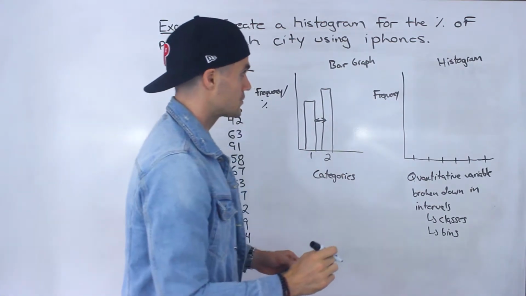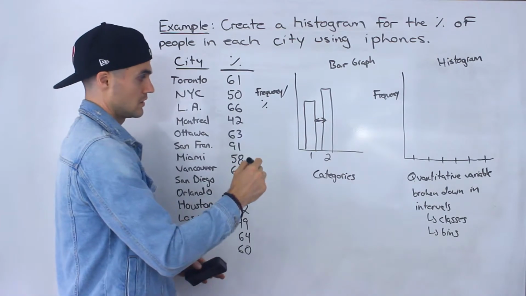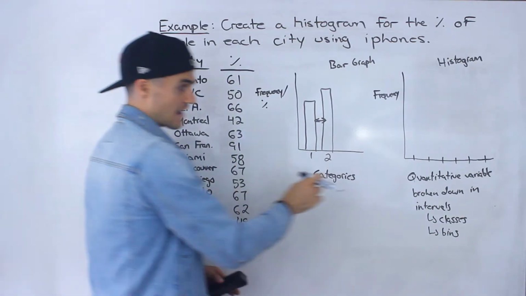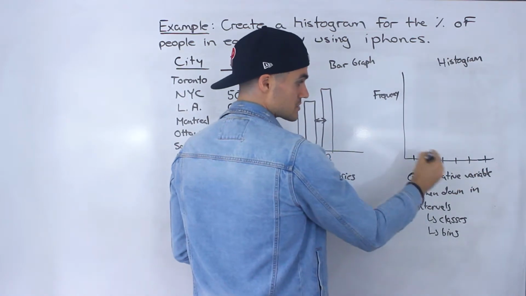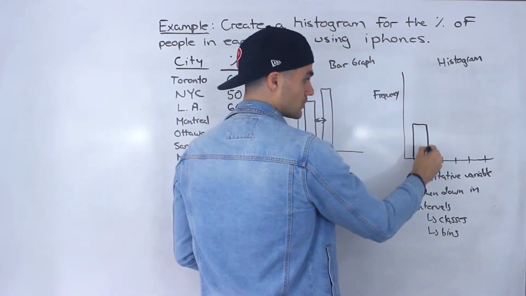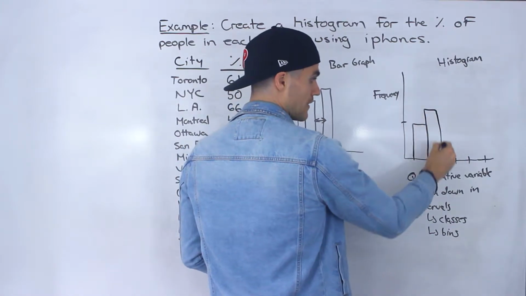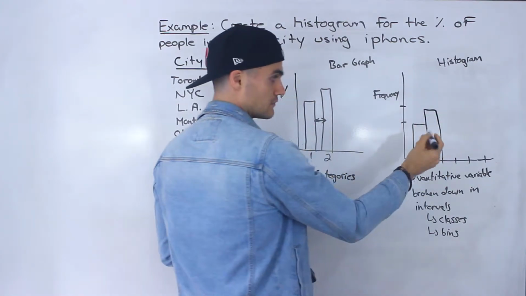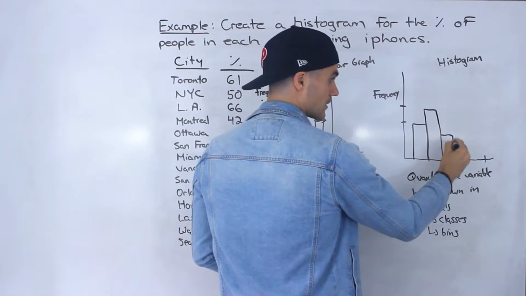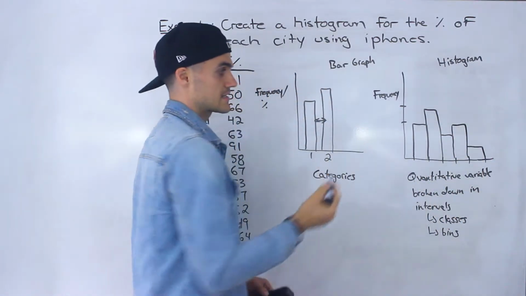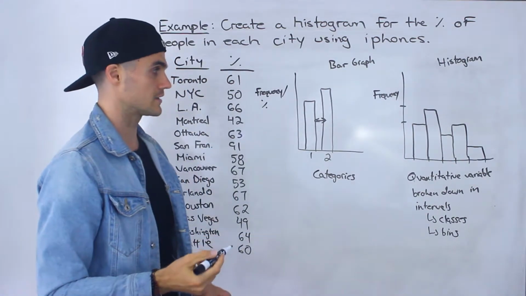Then we're going to count the number of individuals that fall into each of these intervals. Maybe this first interval has this many individuals, and this interval here has this many, et cetera. It's going to look something like that. That's an example of how a histogram is going to look.